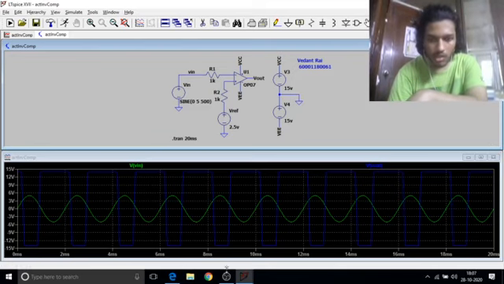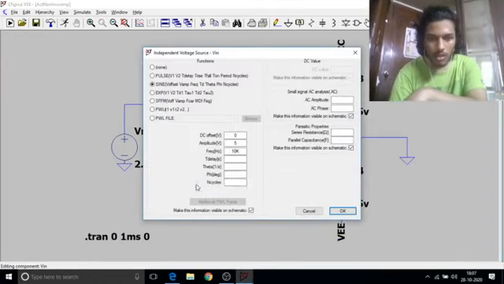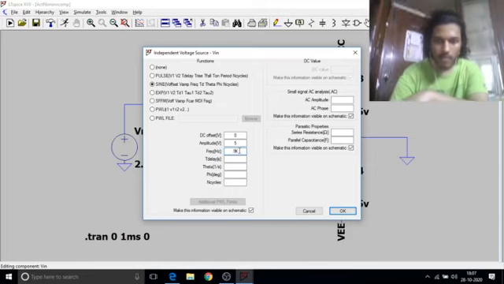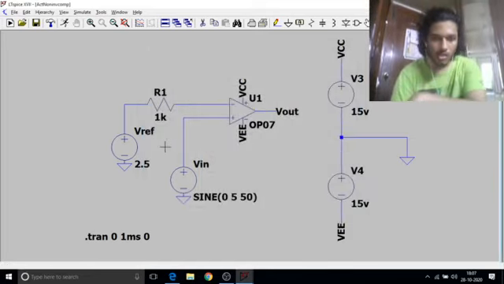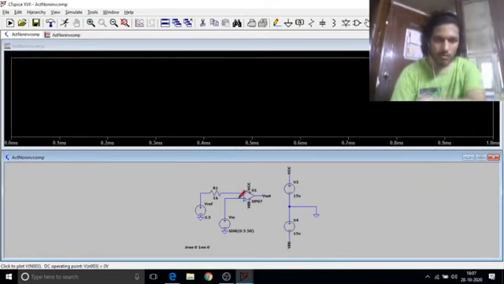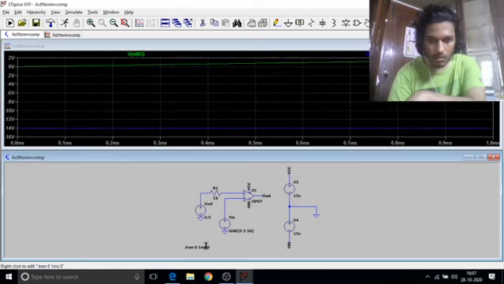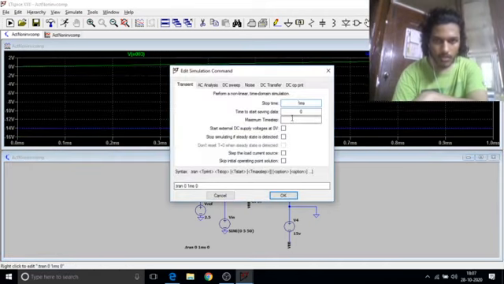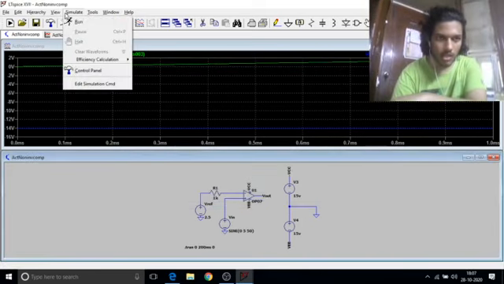We'll now see the circuit for a non-inverting comparator. This is the circuit for the non-inverting comparator. The input I've given a 5 volt sine wave. I'll take it as 50 Hz. The reference voltage is 2.5. I will run this. To change the stop time, I'll change it to 200 ms and I'll run it again.